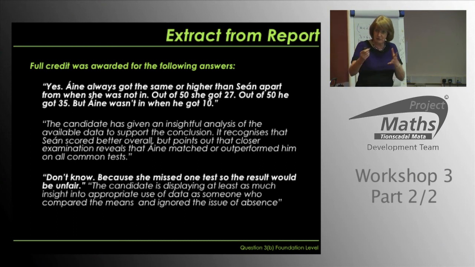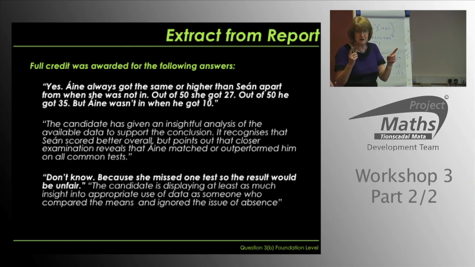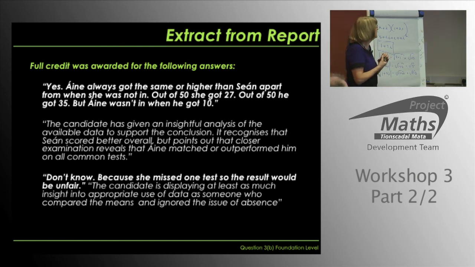Okay, so you're checking like with like. Remember, these are foundation level students. So out of 50, she got 27. Out of 50, he got 35. But Anya wasn't in when he got 10. So this is the comment on it from the people writing the report.